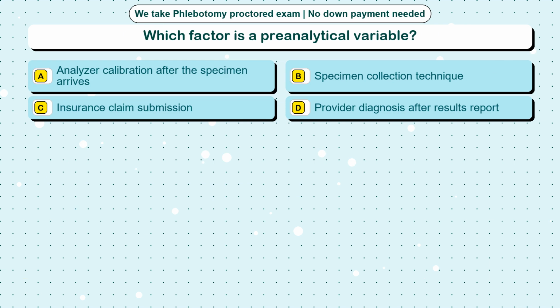Question 2. Which factor is a pre-analytical variable? Option A. Analyzer calibration after the specimen arrives. Option B. Specimen collection technique. Option C. Insurance claim submission. Option D. Provider diagnosis after results report.